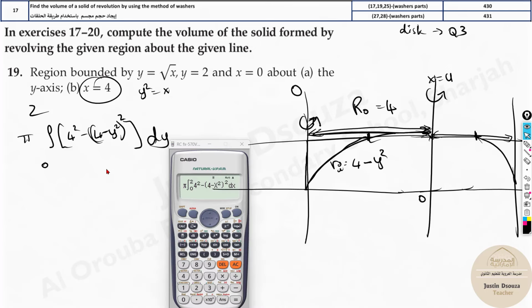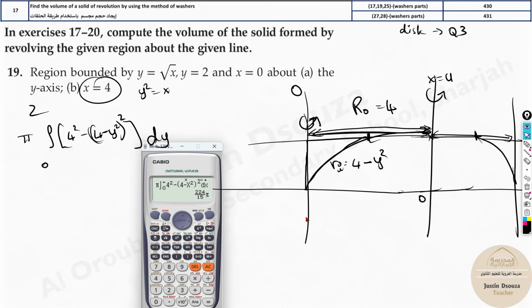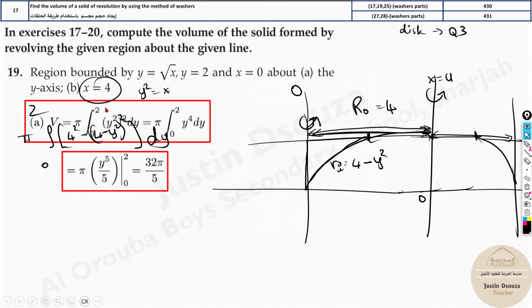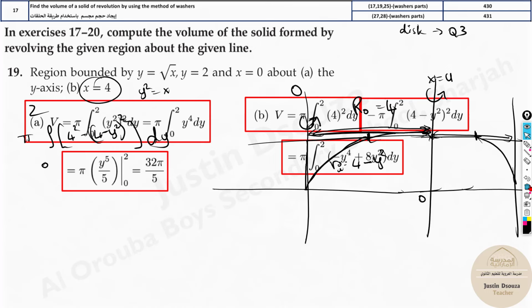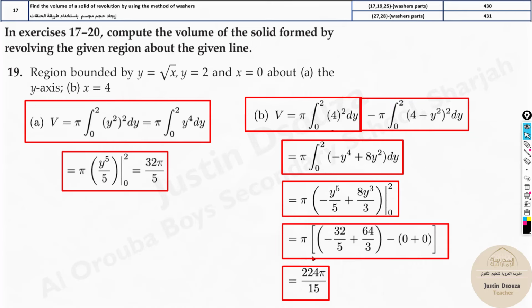I've just typed this equation as it is. It's pi, limits 0 to 2, 4 squared minus, when there is more than one term, please use the bracket, 4 minus. There is no y variable in calculators, so in the calculator just put it as alpha x, squared, whole squared, dx. What is the answer? It is 224 by 15 pi. Let's check the answer. The first one I did not do, because along the y-axis it will be a disk problem. We will see it in question 3. But here, yes, that's the answer, 224 pi by 15.